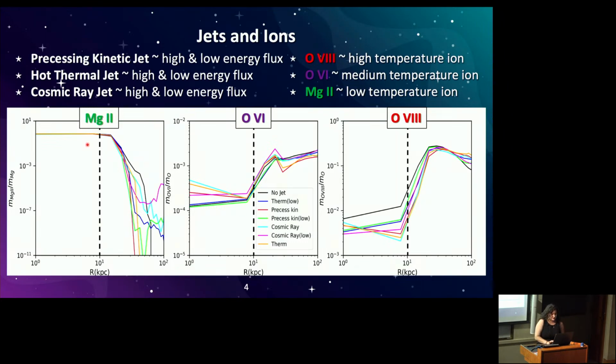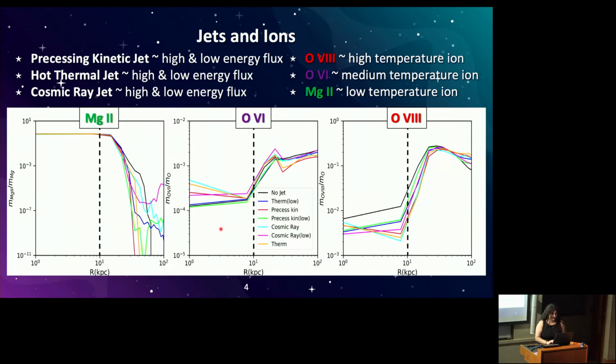With magnesium-2, we notice that it's very concentrated within the disk, but as we leave that disk, we start to see magnesium-2's density taper off. But for this magenta and this blue line here, depicting the cosmic ray jets specifically, we start to see an uptake in the mass density of magnesium-2 as we reach farther radii.